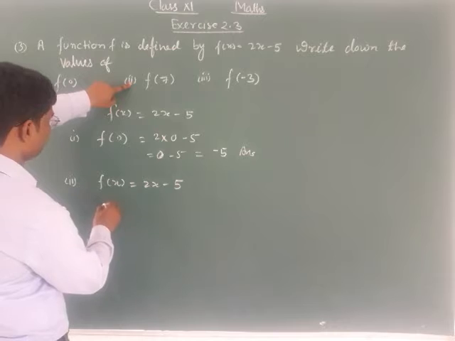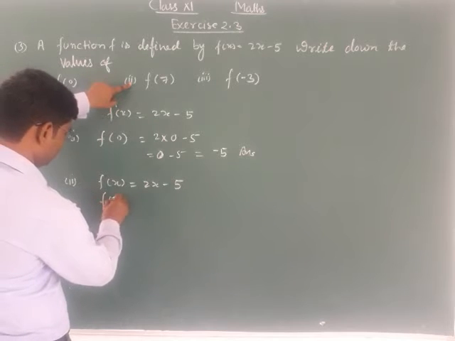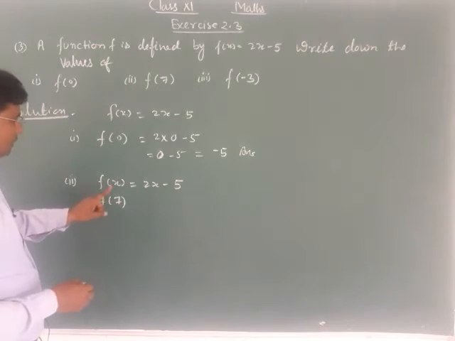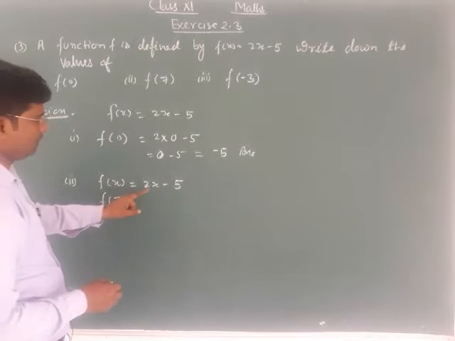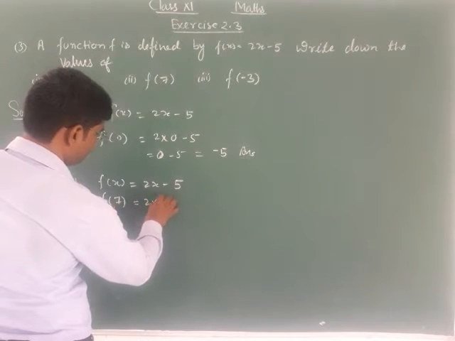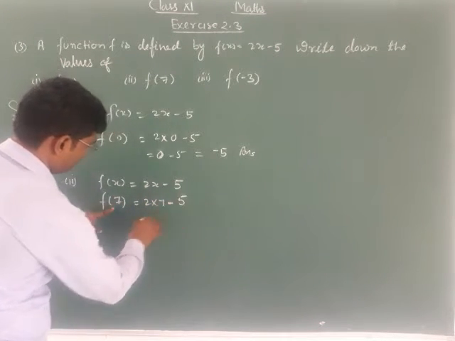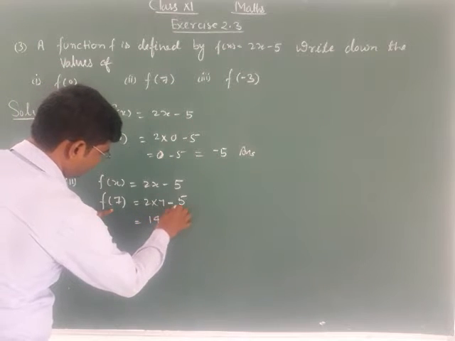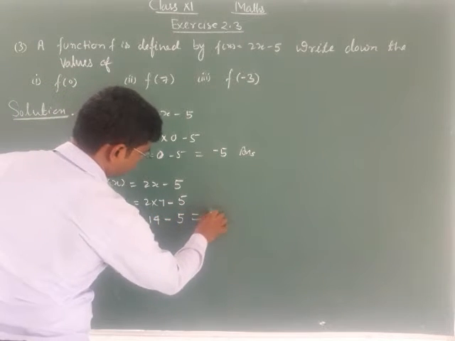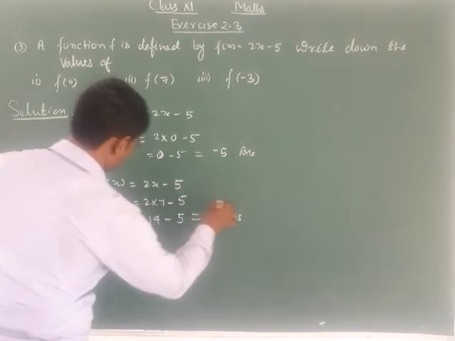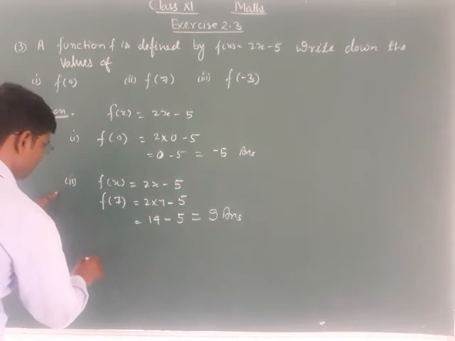And second, also f(x) = 2x - 5. So second, f(7). So put x = 7 here. So 2 into 7 minus 5 is equal to 14 minus 5, which is equal to 9. This is the answer.